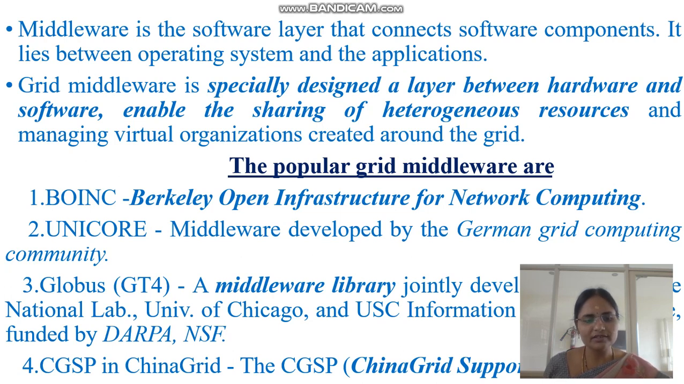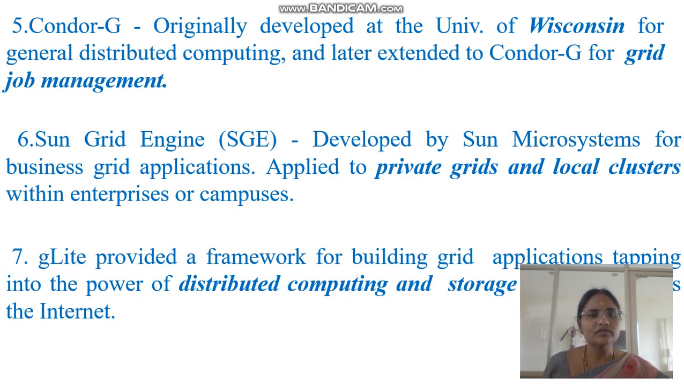The fourth one is CGSP, which is ChinaGrid. The fifth one is Condor-G. Originally, it was developed by the University of Wisconsin for general distributed computing applications, and later it was also extended to Condor-G. This is specifically designed for grid job management, the G for grid job management.